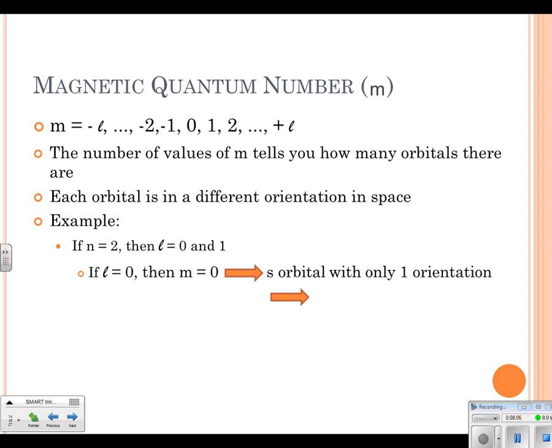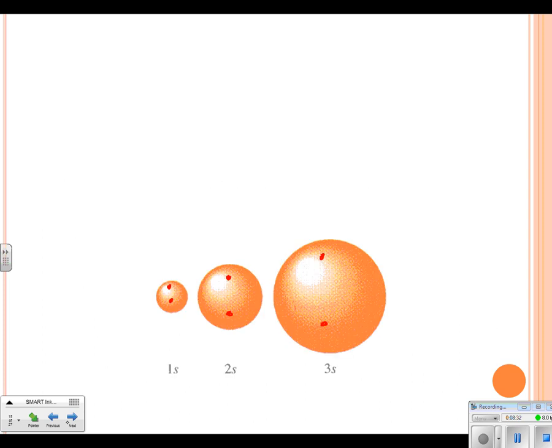So 0 means it's an s orbital. There's only one m value, which means it has one orientation. Now let's say L is 1. If L is 1, now we have a p orbital. m is going to be negative 1, 0, and positive 1. There are 3 m values, which means a p orbital has 3 orientations in space. Now let's talk about these different sublevels and their orientations.